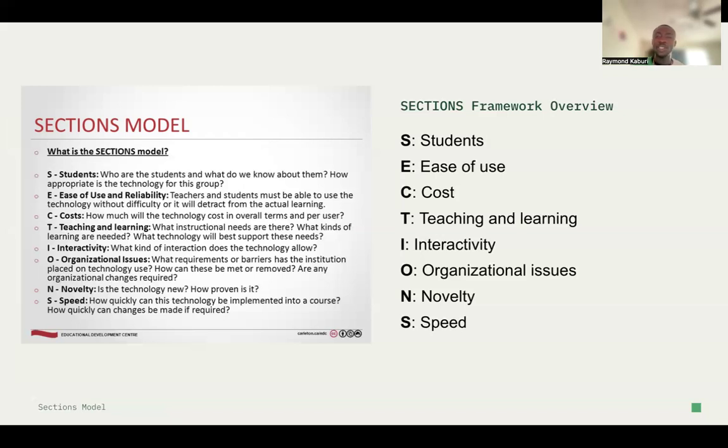Novelty: is the technology new? Has it been tested and proven by research and other users? What are the reviews on it? These are the things we need to ask. Speed: how quickly can the technology be implemented? How feasible is it? Can it quickly change or meet the requirements for us to achieve our end goals? These are some of the questions we need to ask in the SECTIONS model. If you are able to answer all these questions correctly and weigh the pluses and minuses, then we should be able to make the right choice of technology to use in our classroom.